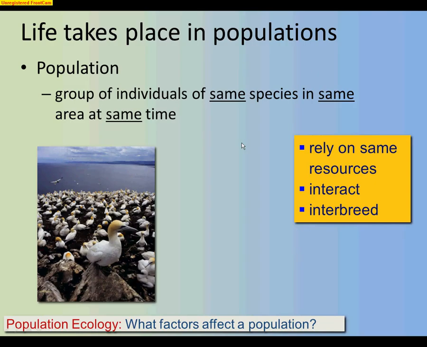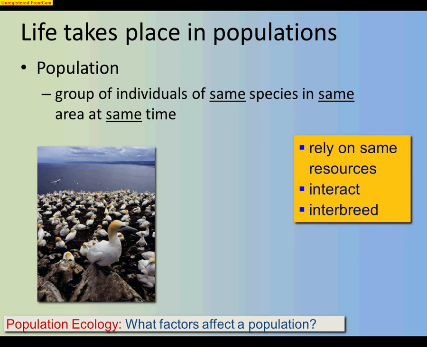Alright, so one of the ways that we can organize how life occurs here on our planet is to look at how species occur. So we're going to look and learn about population. The definition of population that I use, you're going to see some repetitiveness to this. It's a group of individuals of the same species in the same area at the same time. So this brings about some interesting things, because if you're the same species in the same place at the same time, you're going to rely on the same resources. You're probably going to interact somehow, so have some sort of behaviors involved with your species, and you're probably going to breed with one another.